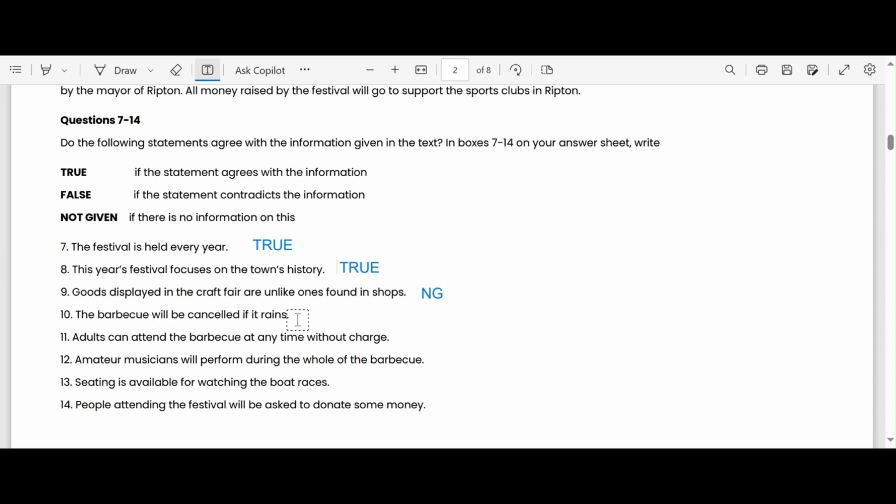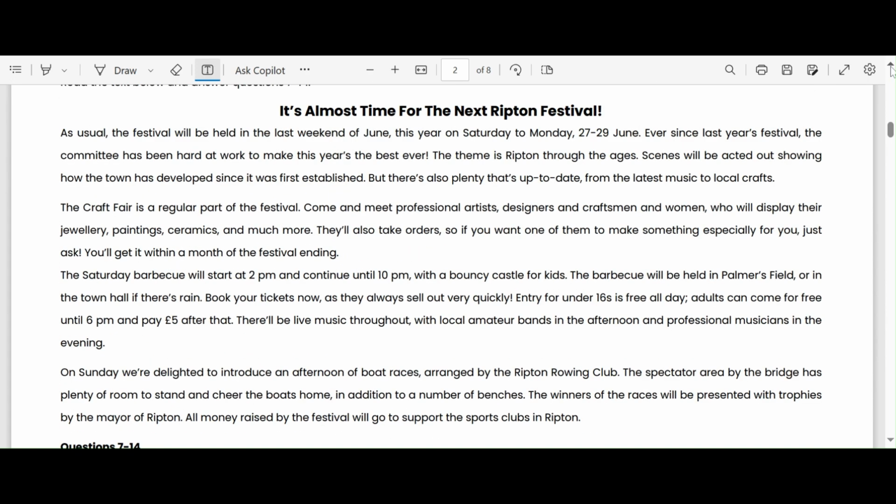Let's move into the next question. The barbecue will be cancelled if it rains, right? If it's like this, we find in the paragraph it is true. So what will be its negative? The barbecue will not be cancelled if it rains, or the barbecue will be continued or will be held if it rains, then it will be false. Let's read the paragraph where we left it and see if it's true or false.